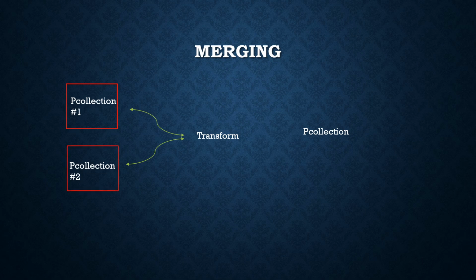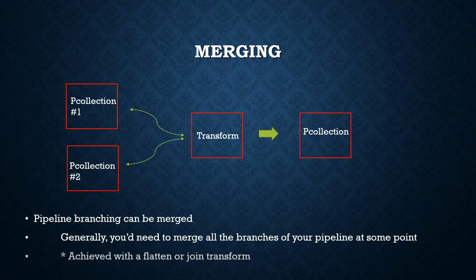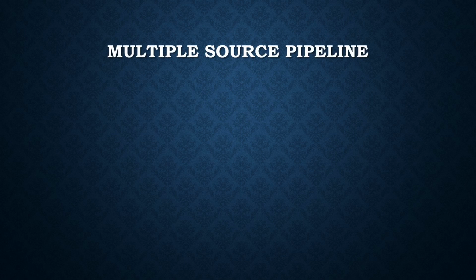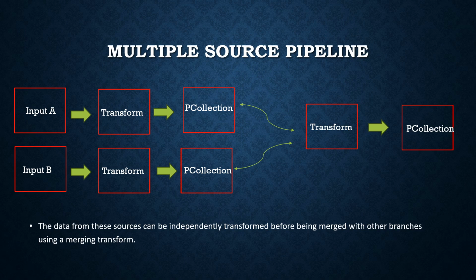Generally, you'd need to merge all the branches of your pipeline at some point. Now, this can be achieved with a flatten or join transform. Our final structure is a multiple source pipeline. The data from these sources can be independently transformed before being merged with other branches using a merging transformation.